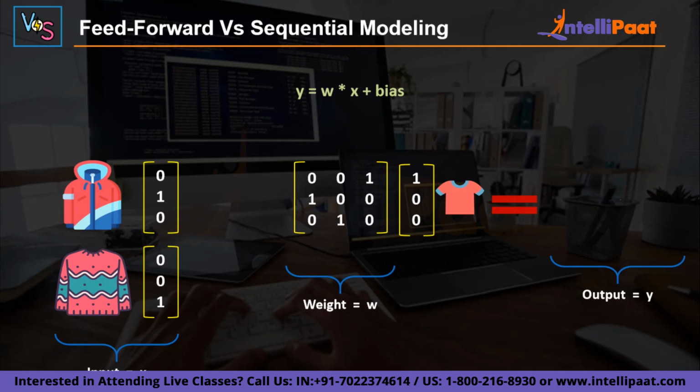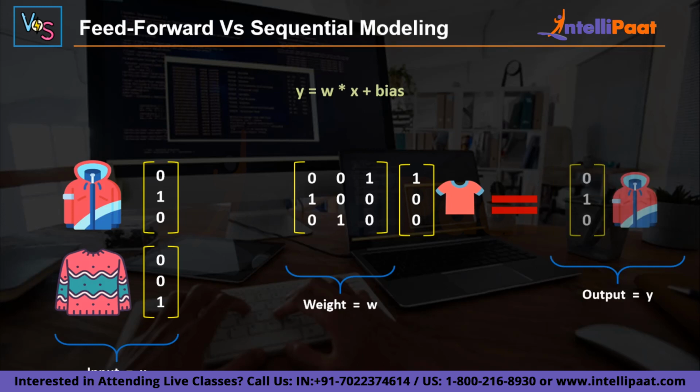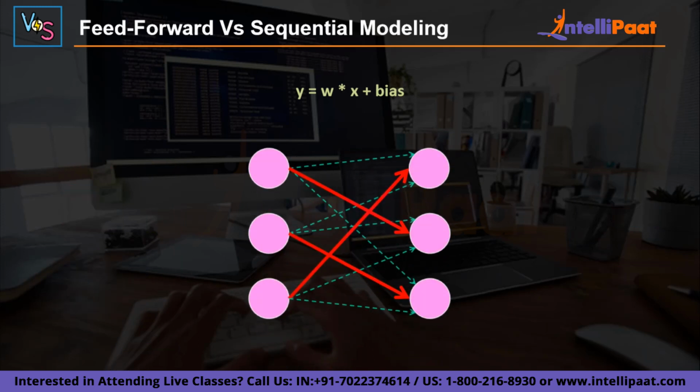The outcome of this matrix multiplication will be the resultant of the matrix, which is nothing but the vector representing jacket, right? If you want to visualize the model in the form of a neural network architecture, then here it is. The green dotted lines shown in this network architecture are the ones with weight value 0, whereas the broad red lines represent the connection with weight value 1.